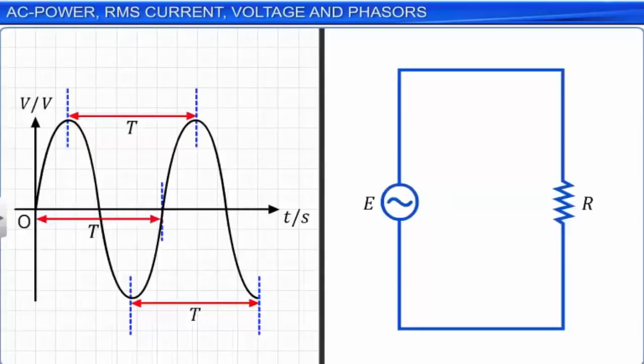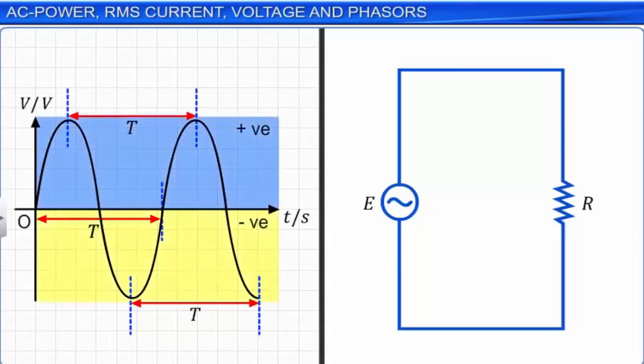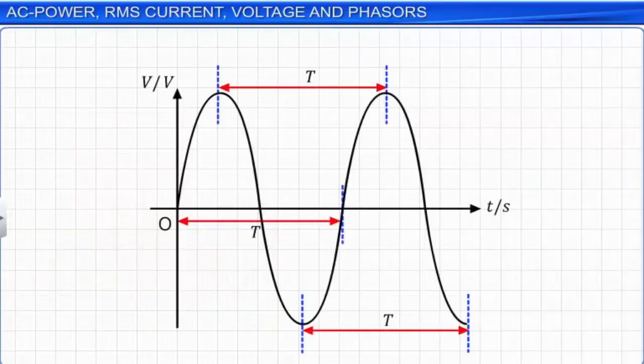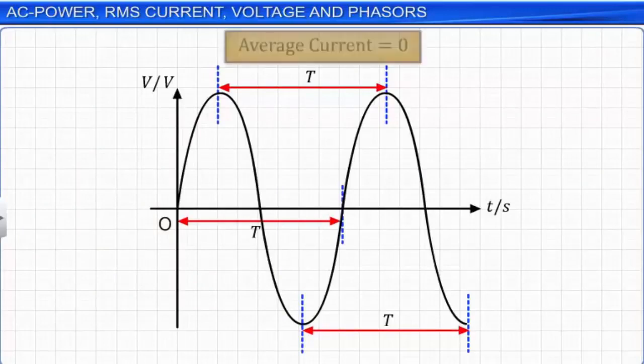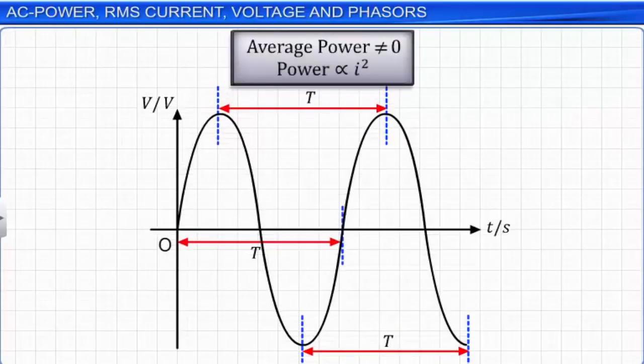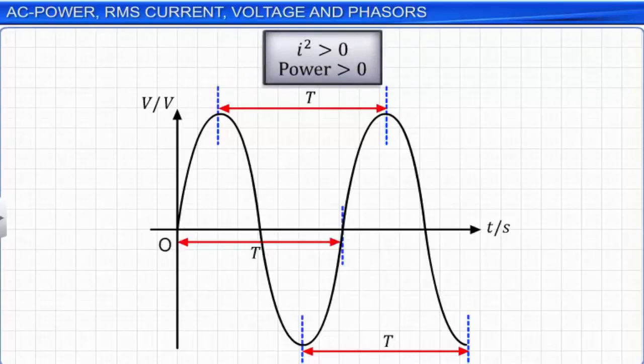As the AC current flow across a resistor varies with time in a sinusoidal fashion, its magnitude takes both positive and negative values. Here, all instantaneous current values over a cycle add up to 0. Therefore, the average current is 0. However, the average power across the cycle is not 0 since the power dissipated across the resistor is proportional to I square.